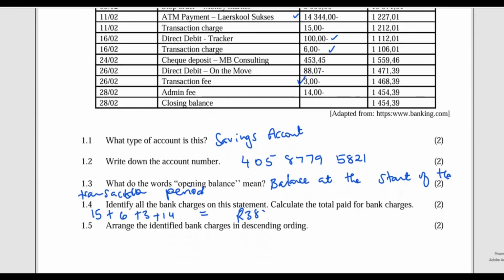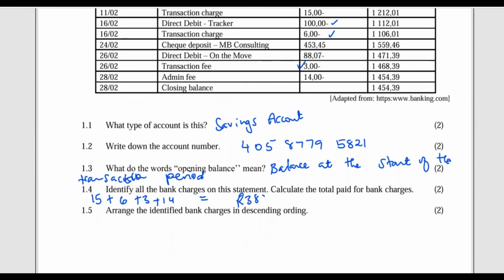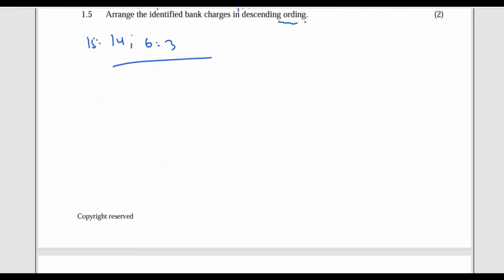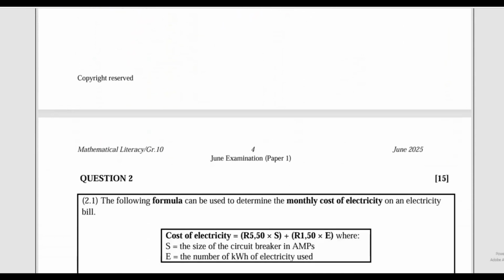Then arrange the identified bank charges in descending order, so from the biggest. The biggest of them is the 14 rands, followed by, no, it's the 15 rands, followed by the 14, the 6, and then the 3 rands. Then question 2.